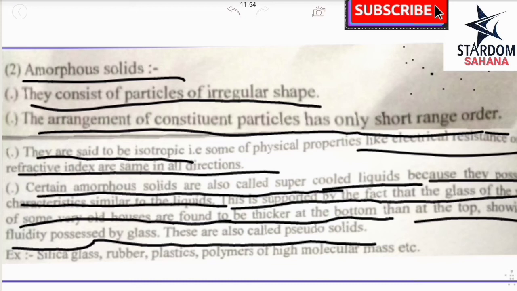This is supported by the fact that the glass of very old windows is found to be thicker at the bottom due to the flow of the liquid, showing the fluidity possessed by the glass. These are called pseudo solids. For example, glass, rubber, plastic, polymers, etc.